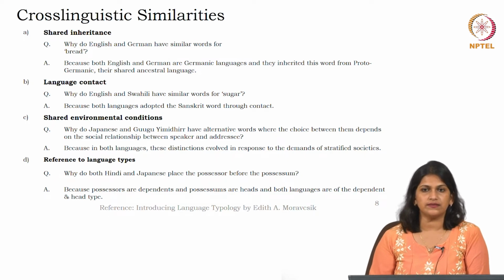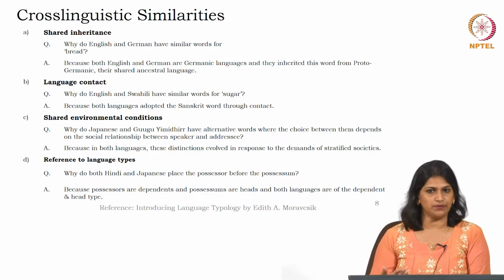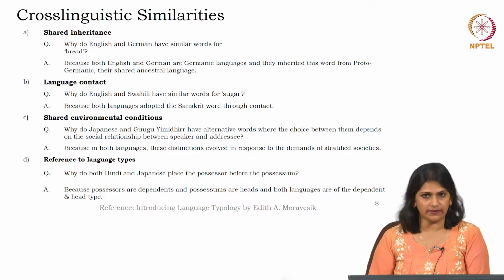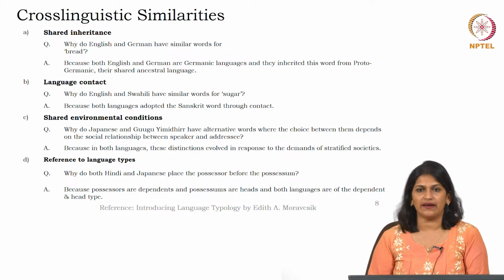So, when I say girl's mother, who is the possessor? It is the girl, and who is the possessum? It is the mother, right. So, in both Hindi and Japanese, the possessor comes before the possessum. That is a similarity which we have between these two languages, in spite of not having any kind of shared genealogy, cultural components, or language contact. So, now the question arises, why does it happen? Why do you think this kind of similarity occurs?